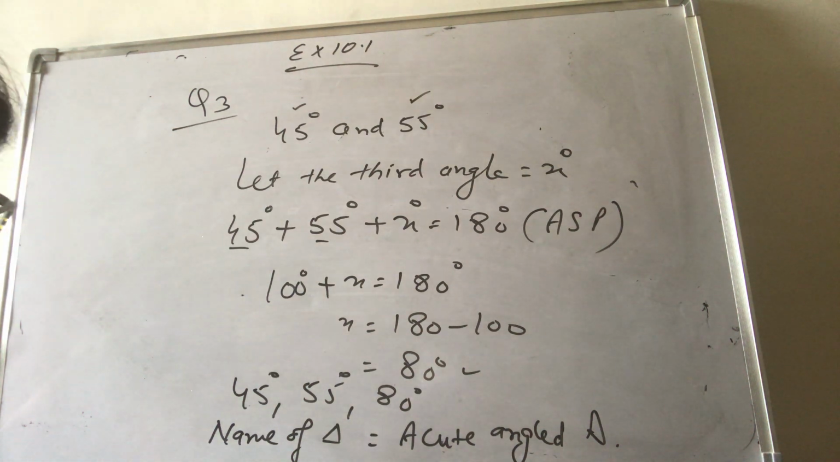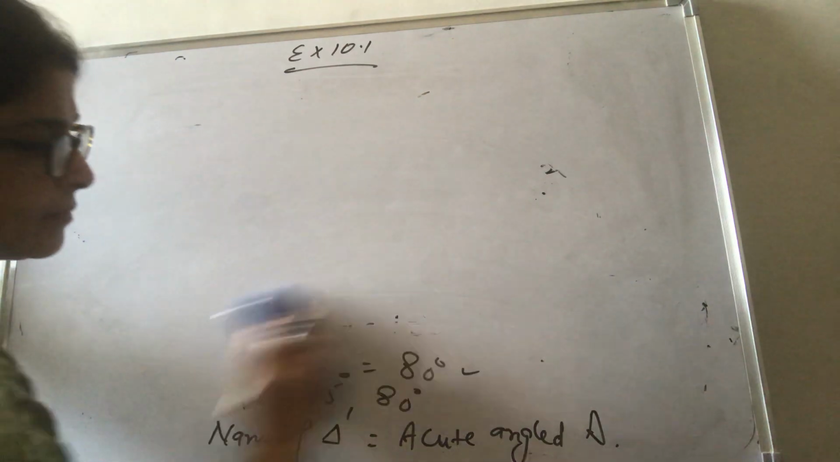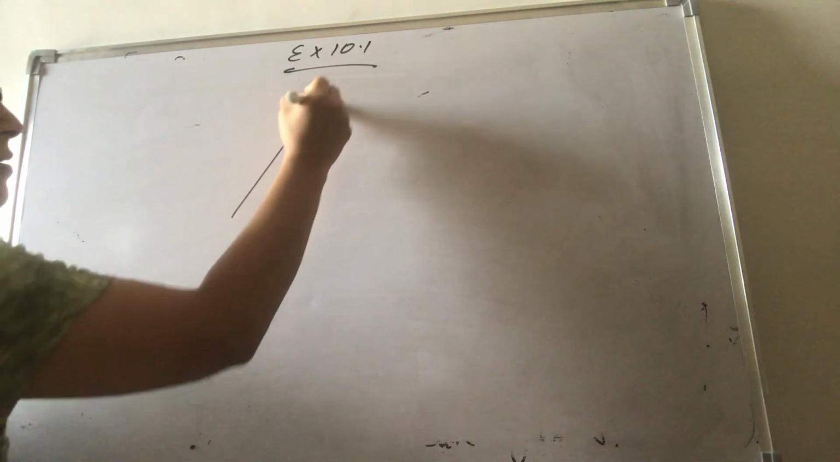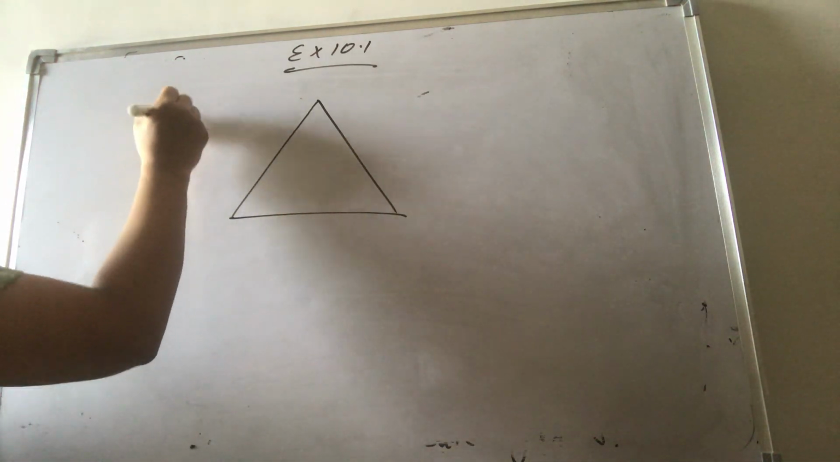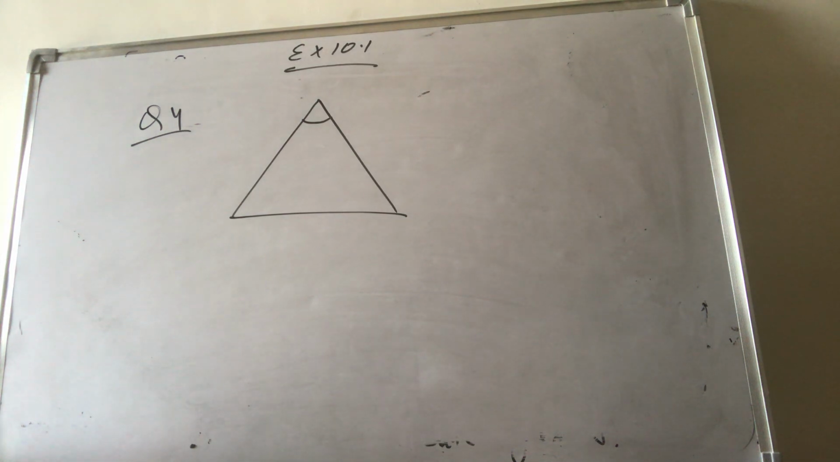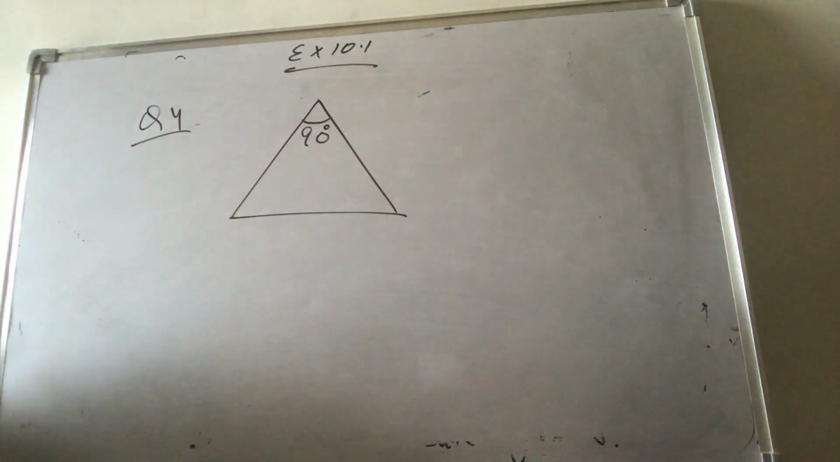Question number 4. If the vertex angle of an isosceles triangle. Now, what is the vertex angle? In a triangle, suppose I have taken this triangle, question number 4. The vertex angle will be this angle, the top angle. This is called vertex angle of the triangle. And the name of the triangle we are given in the question is isosceles. Now we are given that vertex angle of a triangle is 90 degree. So this is 90 degree.